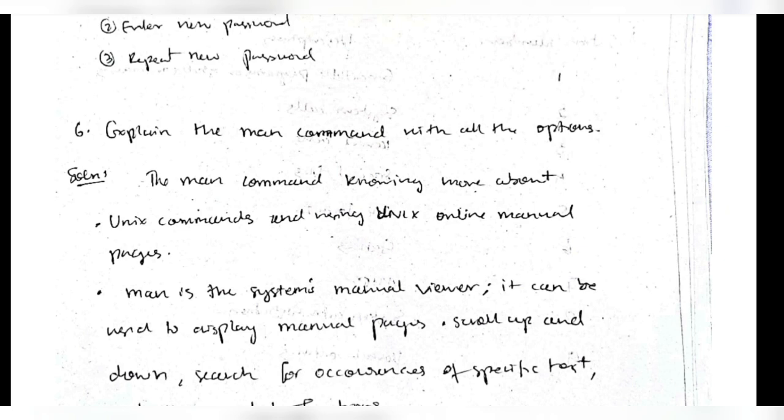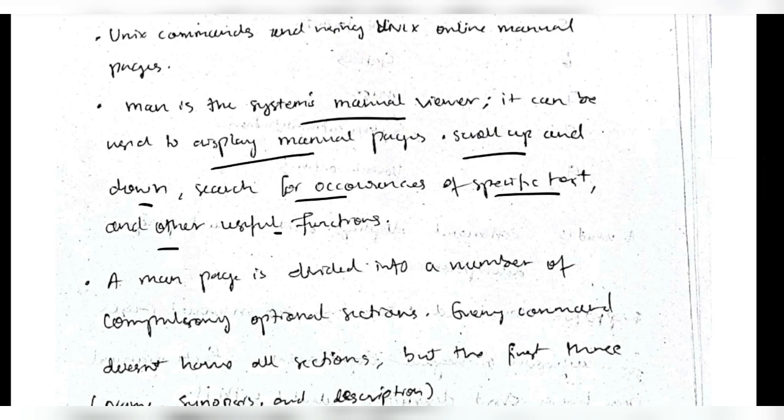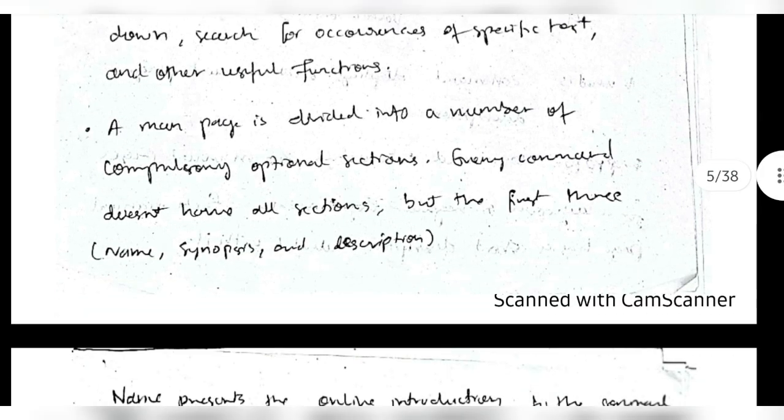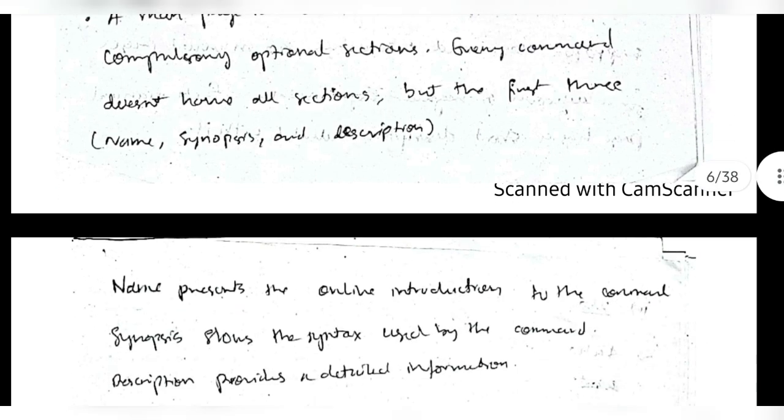So for the man command, first write what the man command is. It is used for knowing more about the Unix commands and using the Unix online manual pages. Man is the system's manual viewer. It is used to display the manual pages, scroll up, scroll down, and search for occurrences of specific text and other useful functions. It's divided into a number of compulsory and optional sections. Every command doesn't have all the sections, but the first 3 are compulsory: name, synopsis, and description. These 3 things will be there.